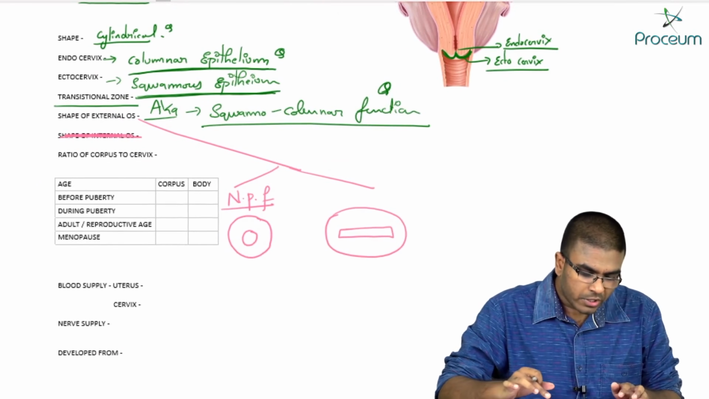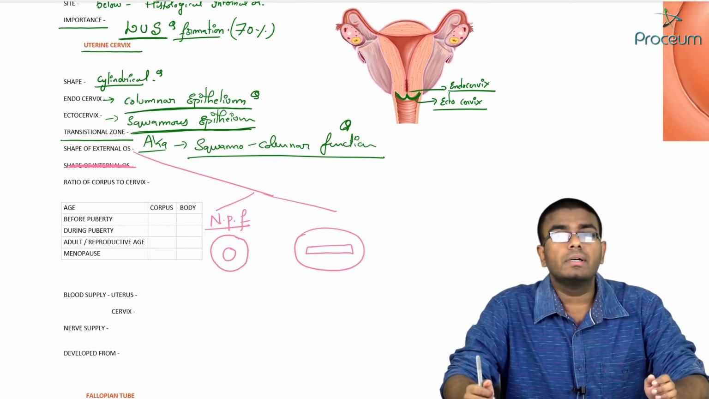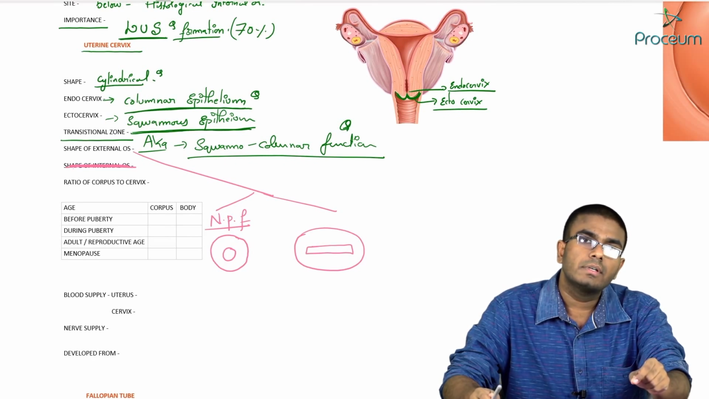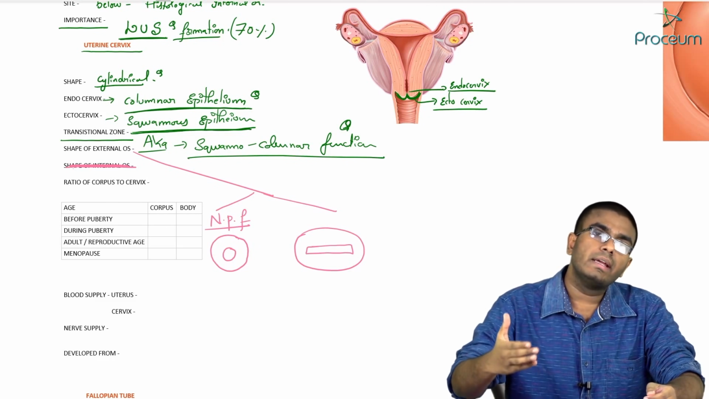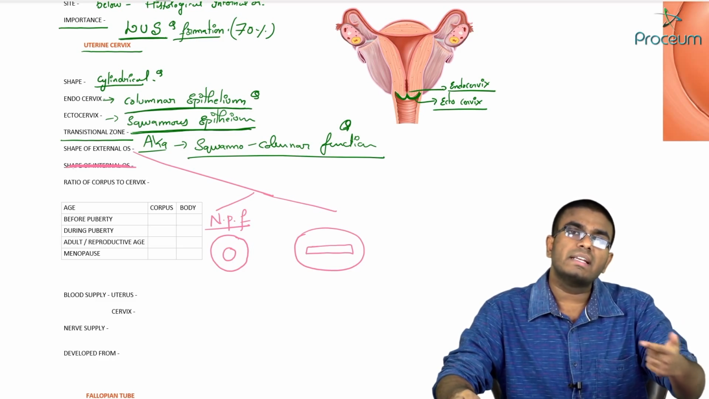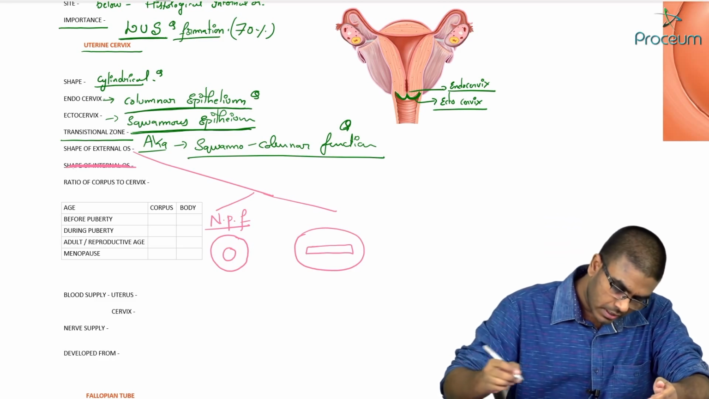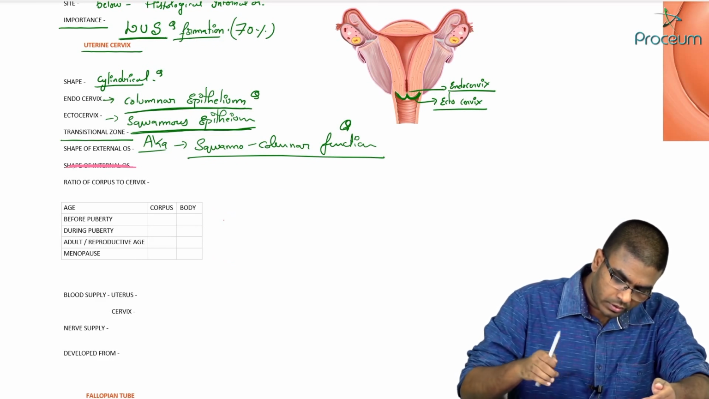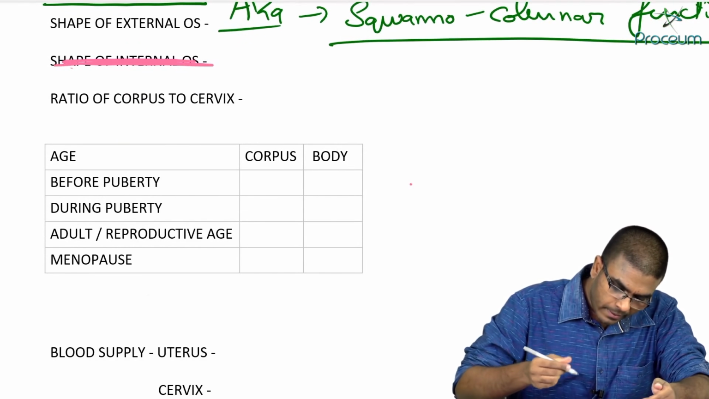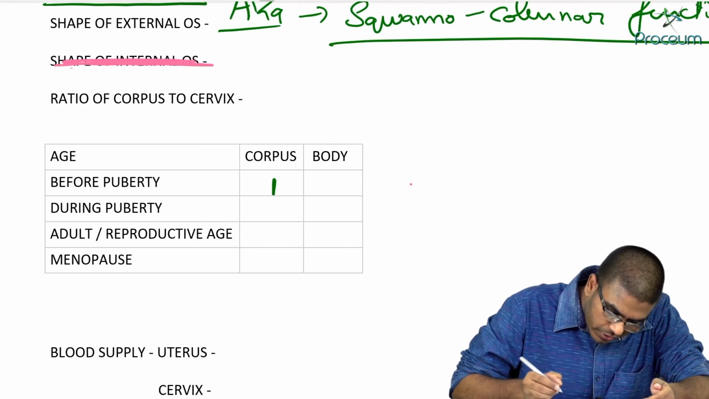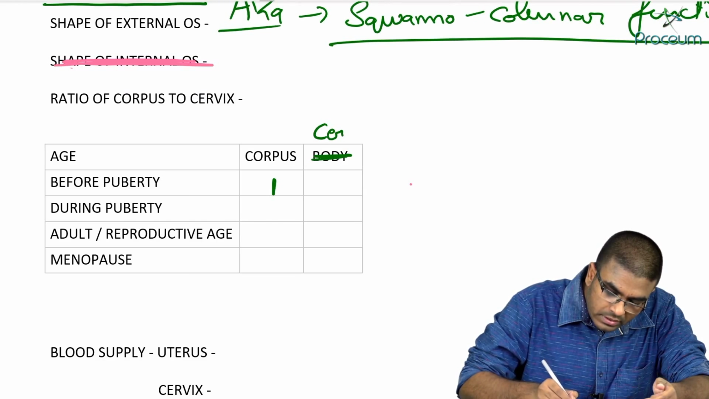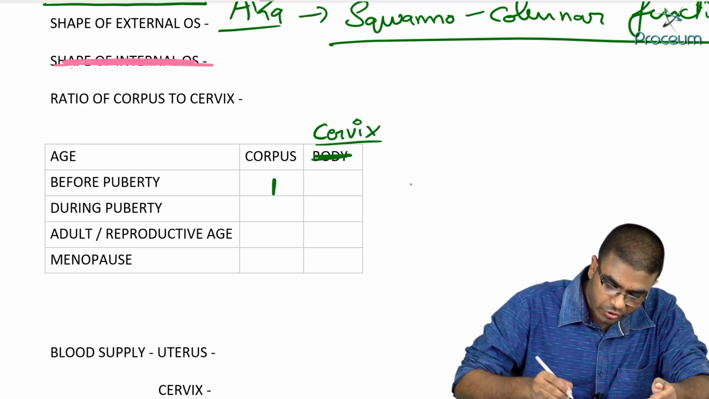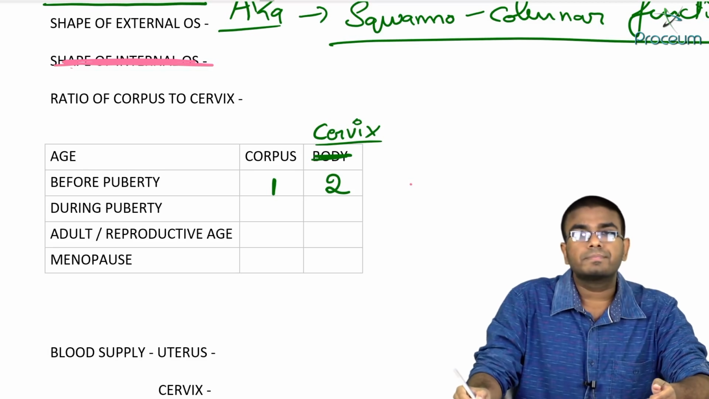Now, ratio of corpus to cervix. Remember, during different stages in a female's life, the ratio between the body and cervix is going to keep on changing. Before puberty, the ratio will be something like this. Before puberty, corpus to cervix ratio is 1:2.